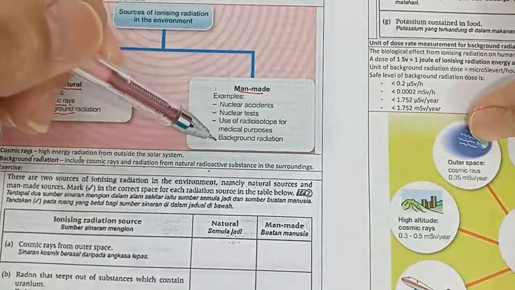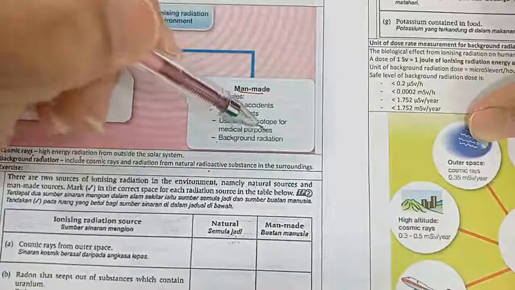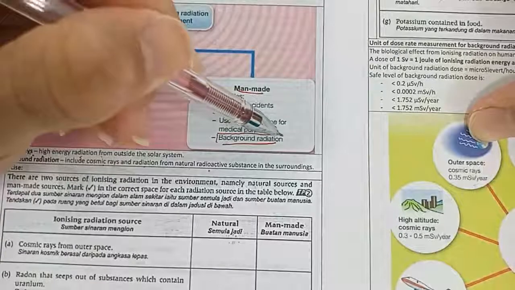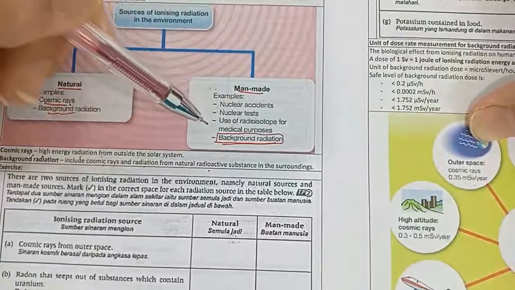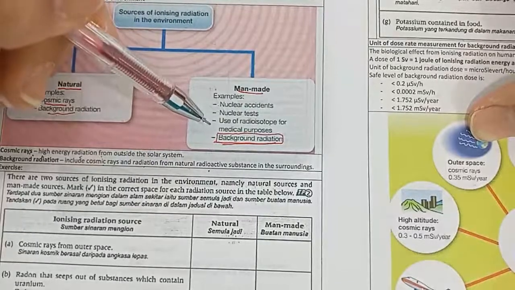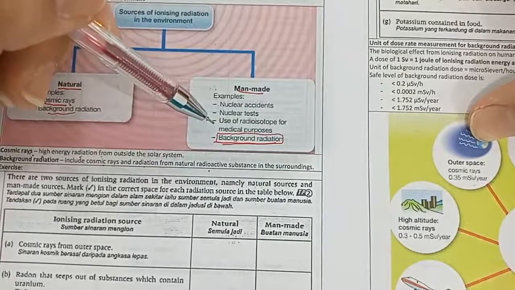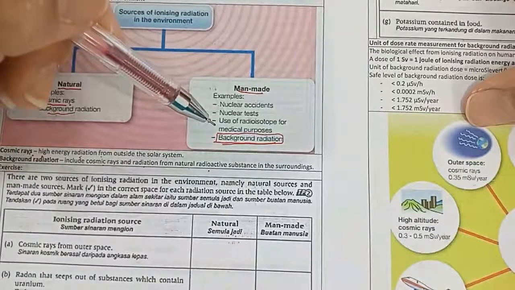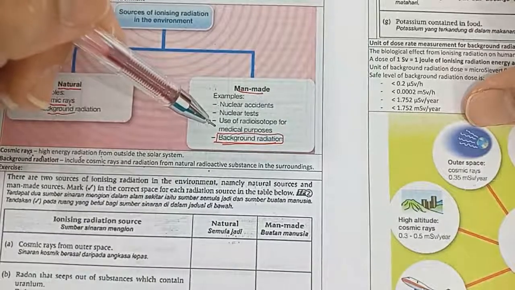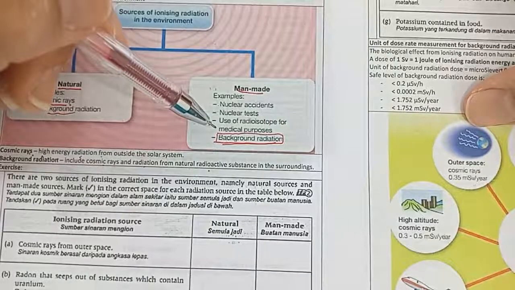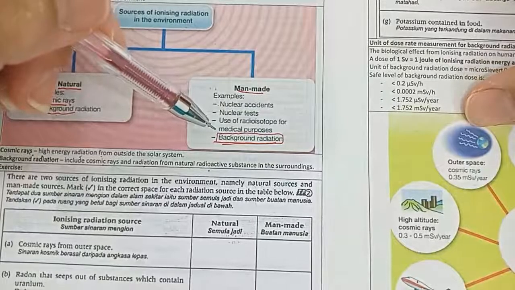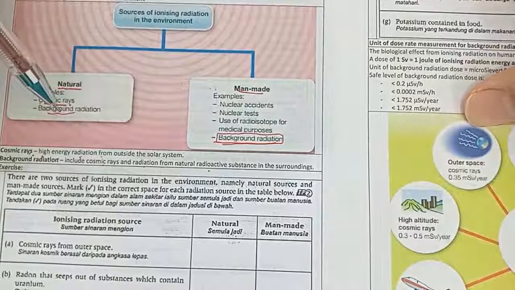And then man-made can be from background radiation. So the reason is because when we produce machines or materials, it may be a result of accumulation of a higher level of radioisotope in this material. So this material may release higher amount of radiation compared to the natural sources.